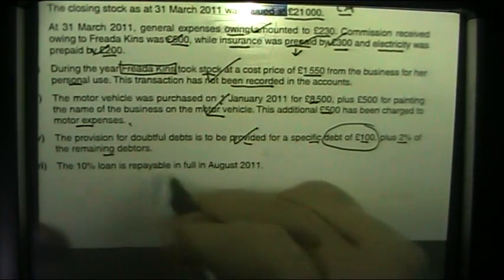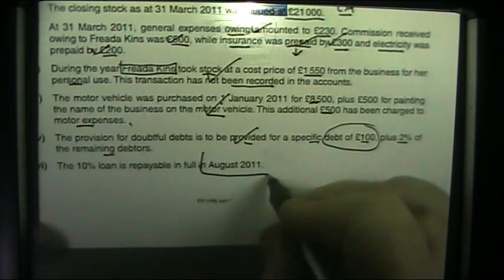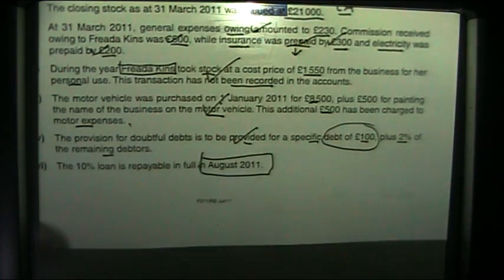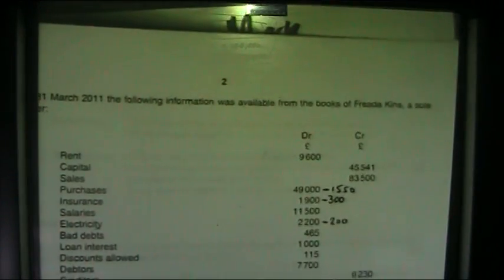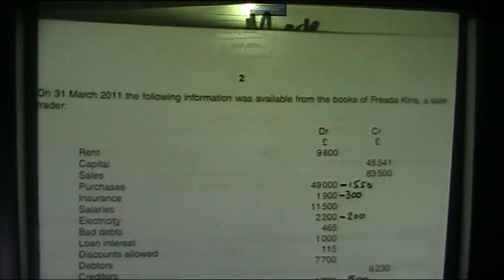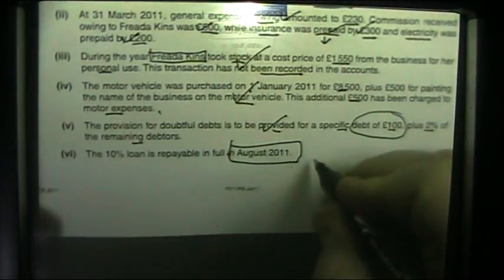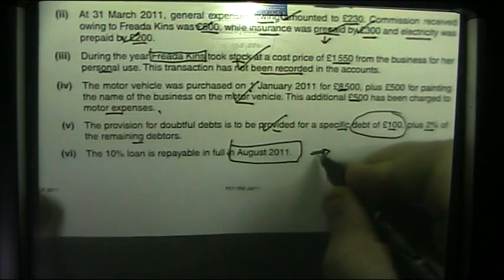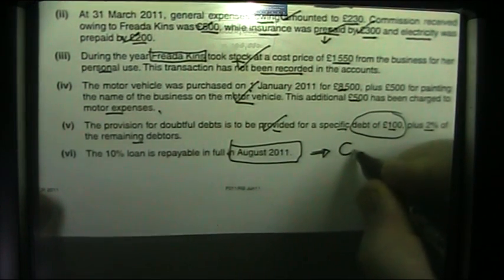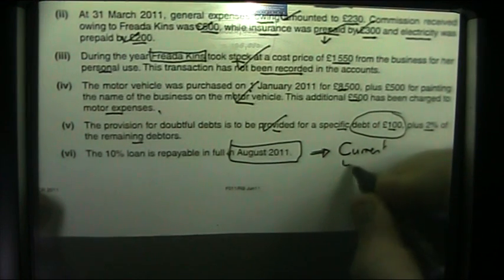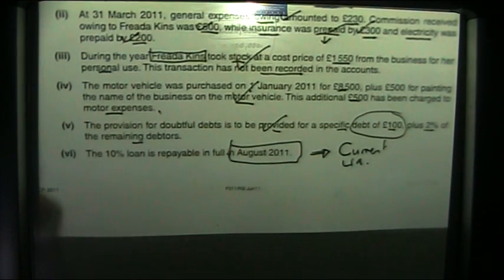Okay, the 10% loan is repayable in 2011. Right. So what year are we in again? Let's zoom back up to the top. We're in the year 31st of March 2011, right there. So how far away is August 2011? Oh, it's this year. We have to pay back our loan this year. They're trying to tell us that this in the balance sheet should be recorded as a current liability. Okay? We are owing this within the next 12 months, and that's the definition of a current liability.